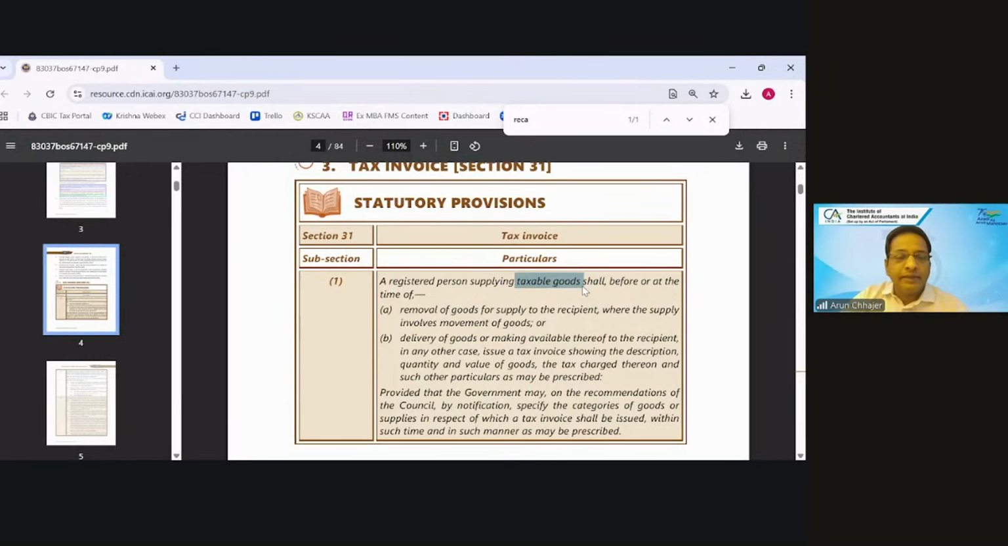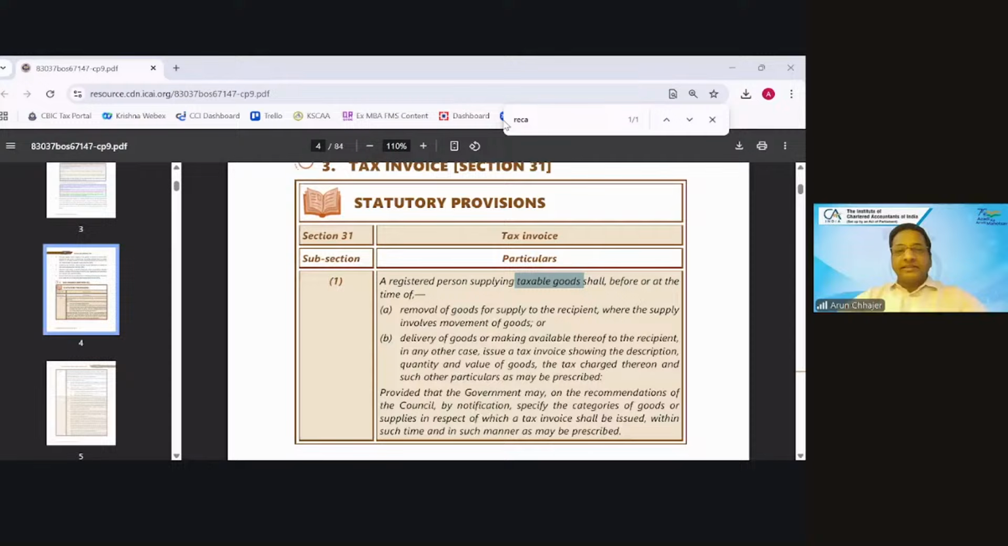Can anybody tell me, if I am a registered person making the exempted supply, what is the name of the document which I am required to issue as per the GST law? What is the name of the document which I am required to issue as per GST law? The answer is correct. It is bill of supply.